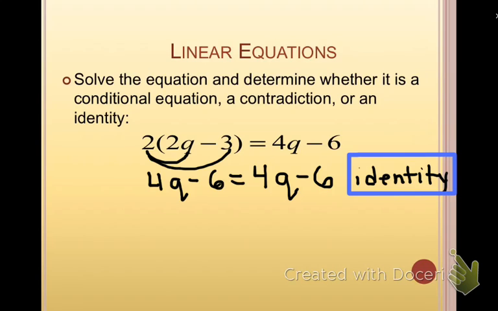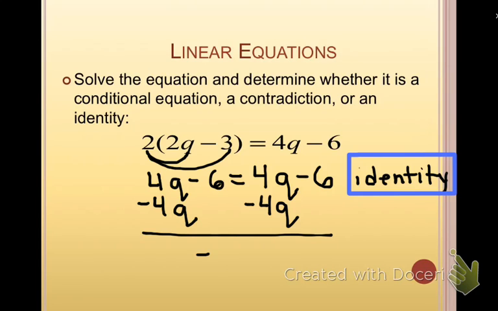If you didn't quite pick up on the fact that this was an identity at this point, you could keep going. Try to get all your variables on one side, at which point you would end up with negative 6 equals negative 6. This would still lead you to the same end result of having an identity.